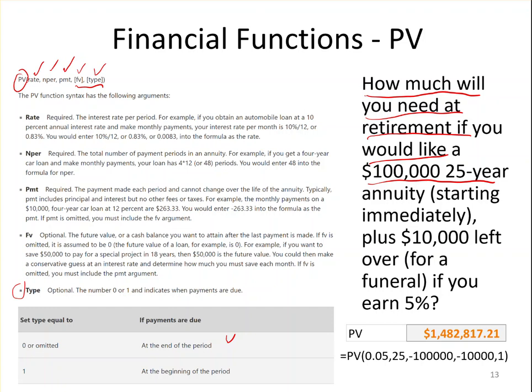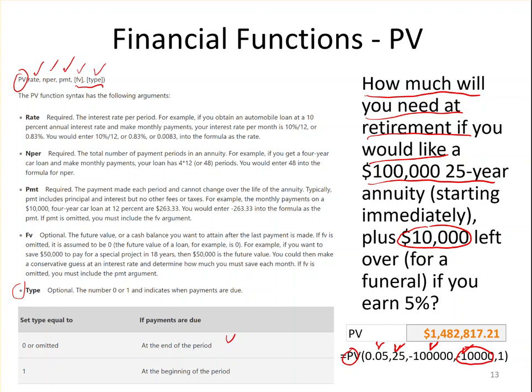So what you're going to do is you're going to do a PV function, 25 payments of $100,000. Here's my 5%, here's my 25 periods, here is my $100,000 withdrawal, and also you want $10,000 left over for your funeral. So in this case, I want another $10,000 as an FV.